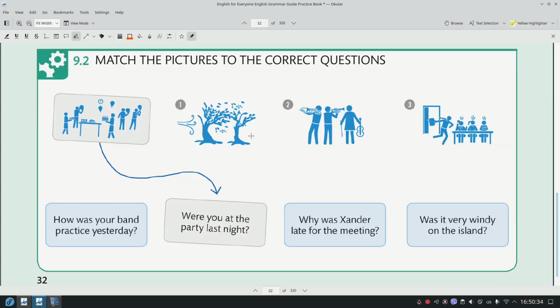Let's match the pictures to the correct questions. Were you at the party last night? Let's find the sentence for the first picture. Was it very windy on the island? Island, S is silent. Number 2. How was your band practice yesterday? And last one. Why was Xander late for the meeting?